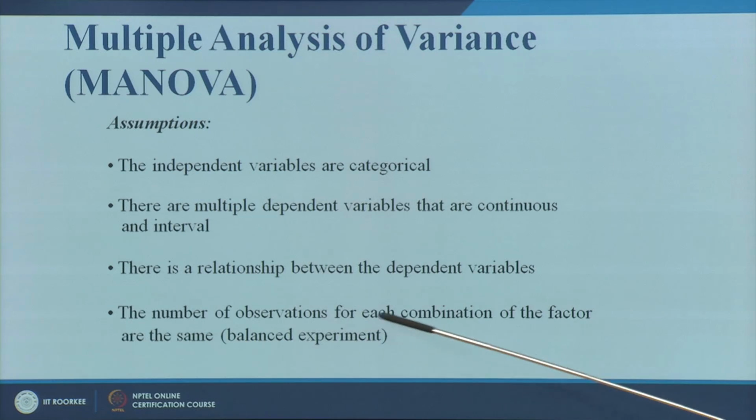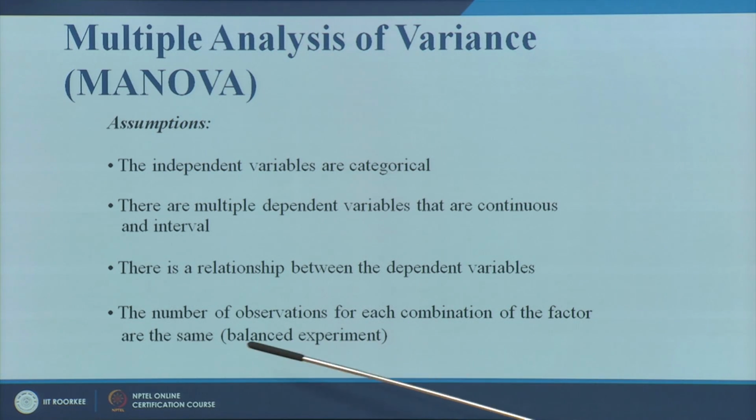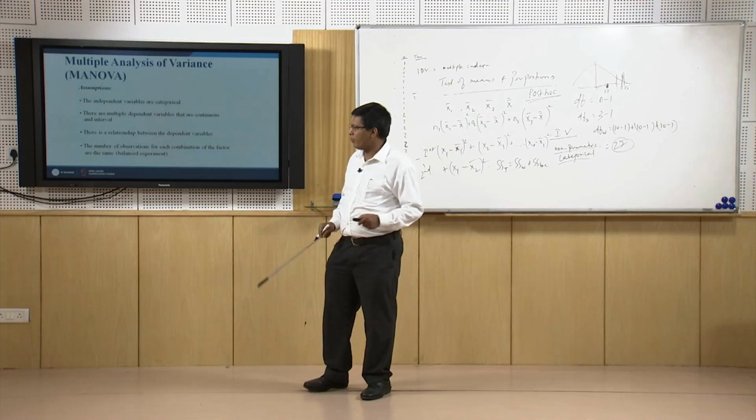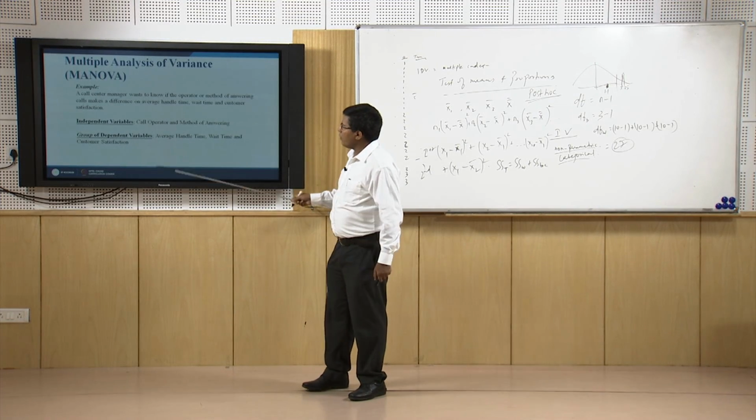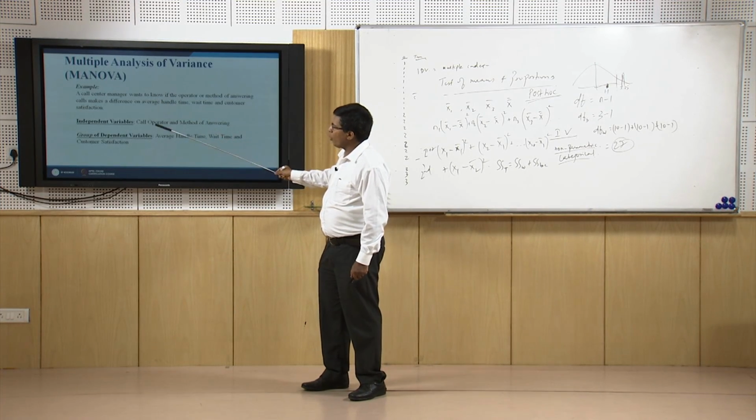The number of observations for each combination of the factor is the same, it is a balanced experiment, right. Now, with the same example I will show you how it will look.